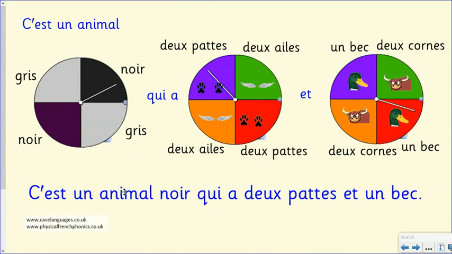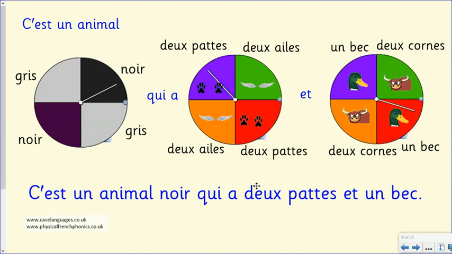What you're going to do, you're going to try and guess what it's going to land on by writing a sentence. So you start your sentence, c'est un animal, and then you write noir or gris. Then you write qui a, which has, and then you choose either deux pattes or deux ailes. Then you join it with and, et. Then you choose either un bec or deux cornes and put a full stop. And if you happen to choose the exact parts of the sentence which it lands on, you can say champion.